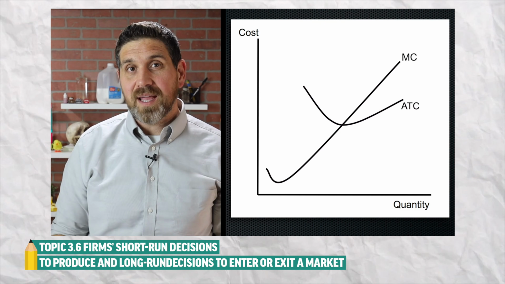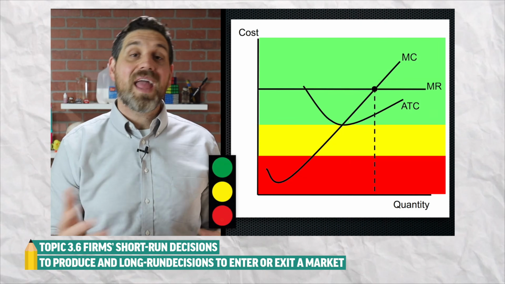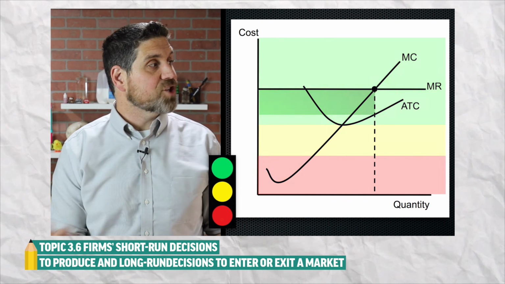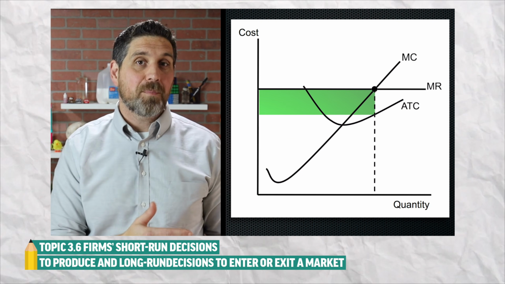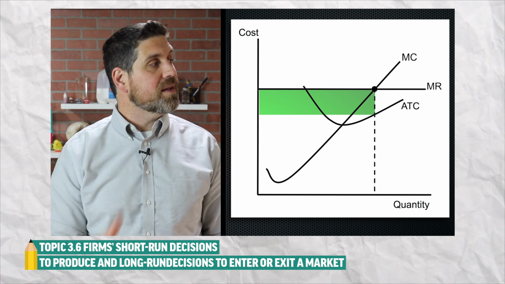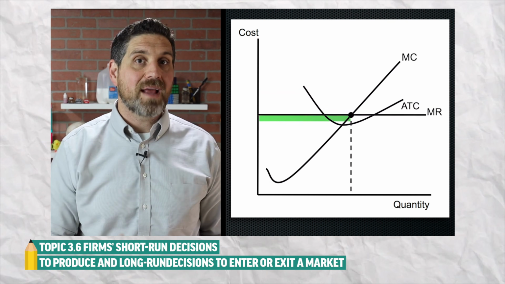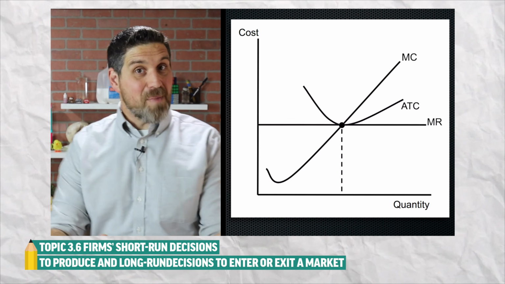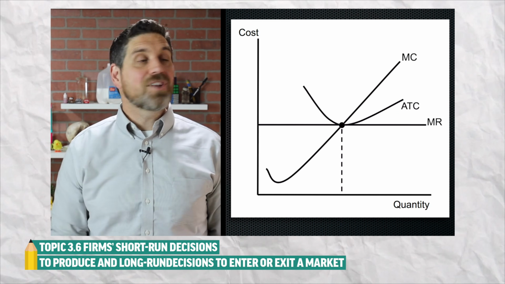To help you remember this idea, think of it like an inverted stoplight. Anytime the price is above here, above ATC, you're definitely going to want to produce because you're going to make economic profit. And if there's low barriers to entry, other companies are going to see you making profit and they're going to want to jump into the market. In the long run, other firms are going to want to jump into this market because they want to make profit too, and that competition is going to drive down the price, bring it down to here. But remember, this isn't a bad thing. Your total revenue covers both your explicit costs and your implicit costs.